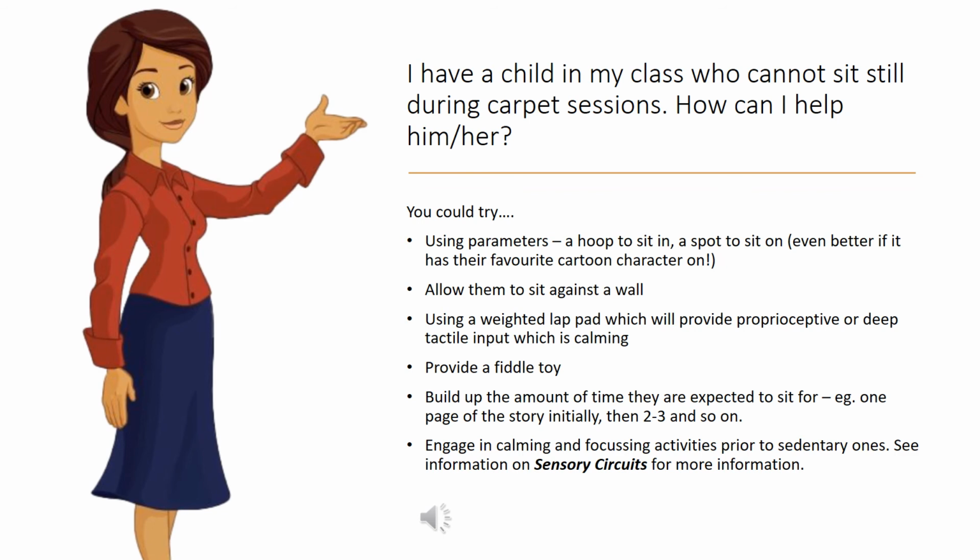If you're finding that they're seeming quite disengaged and sort of sleepy whilst they're sat down on the carpet, you can try things like a move and sit or a wobble cushion, which might give them the input that they need to stay alert. You can allow them to sit against a wall. If you're finding that they're finding it hard to sit up straight, it might be that they need some support. You can use a weighted lap pad, which will provide the proprioceptive or deep tactile input, which is calming. You can provide a fiddle toy, which again will help keep them in that just right state and a bit more alert.